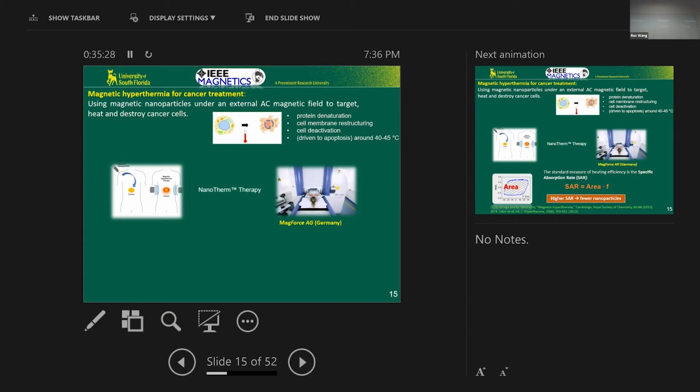So eventually the cell is deactivated or dead, and we call this process apoptosis. Apoptosis, if you may, is a fairly benign way of pushing cancer cells to their own death by heating them, by baking them. Okay, that's what it is. In contrast, the other process is necrosis. Necrosis is a brute force, aggressive way of killing cancer.